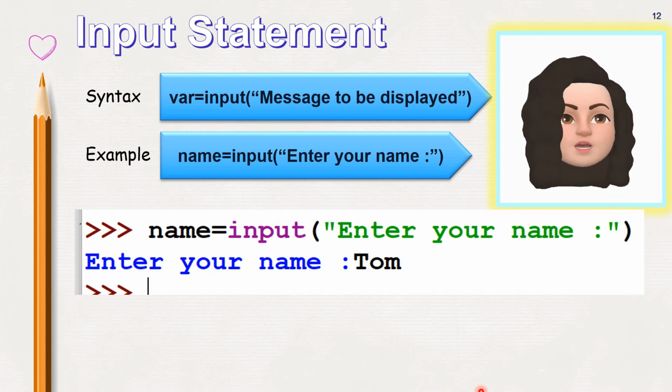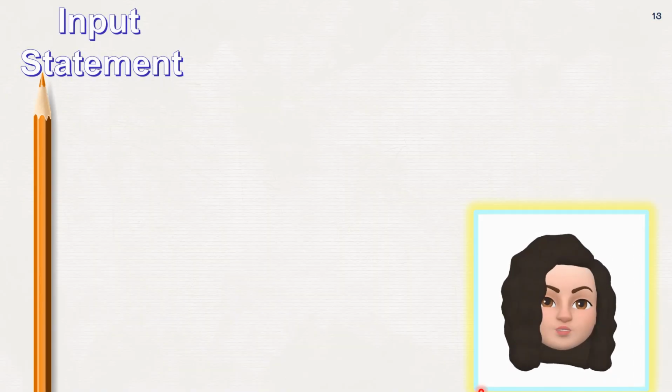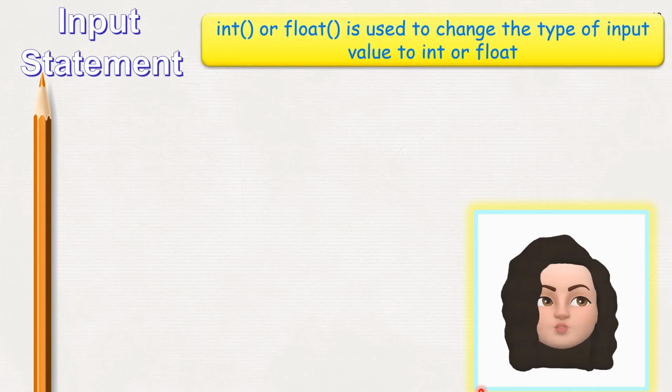And one more thing, when you use the input statement, it will return a value of string data type only. Whatever you are receiving using the input statement will be considered as string data type only. Input statement will return a value of string data type. Suppose you want the input statement to return a value of int data type or float data type, then you have to use the function int or float along with the input statement.